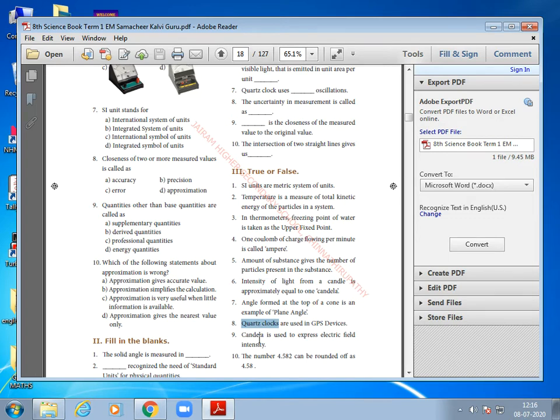Okay, next is candela. Ninth one is candela is used to express electric field intensity.